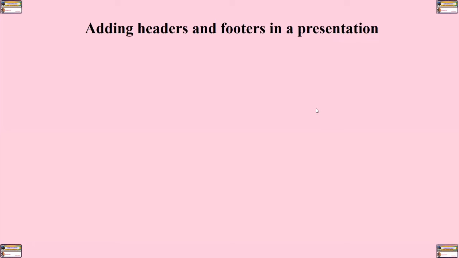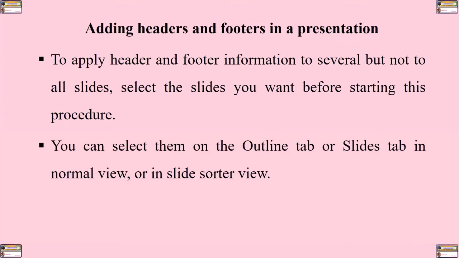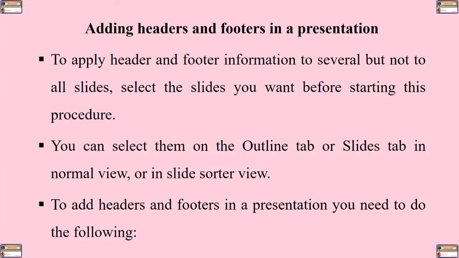Once your placeholders for headers and the footers are in place, you can then proceed and add headers and the footers in your presentation. So how do you do it? To apply header and footer information to several, but not to all slides, you select the slides you want before starting this procedure. You can select them on the Outline tab or Slides tab in Normal View or in Slide Sorter View. To add headers and footers in a presentation, you need to do the following.